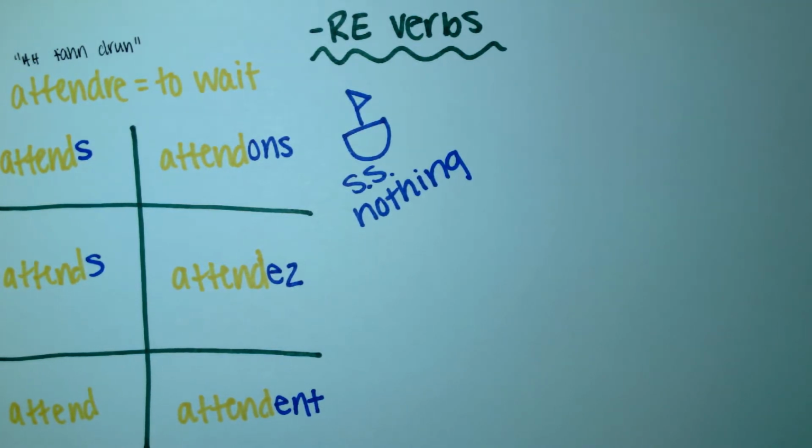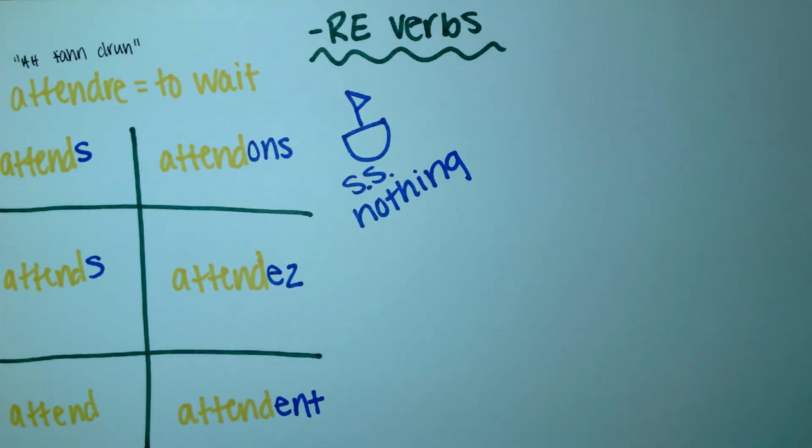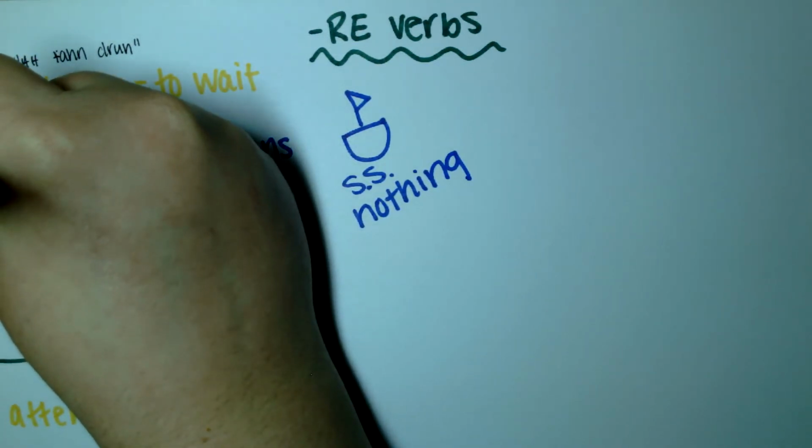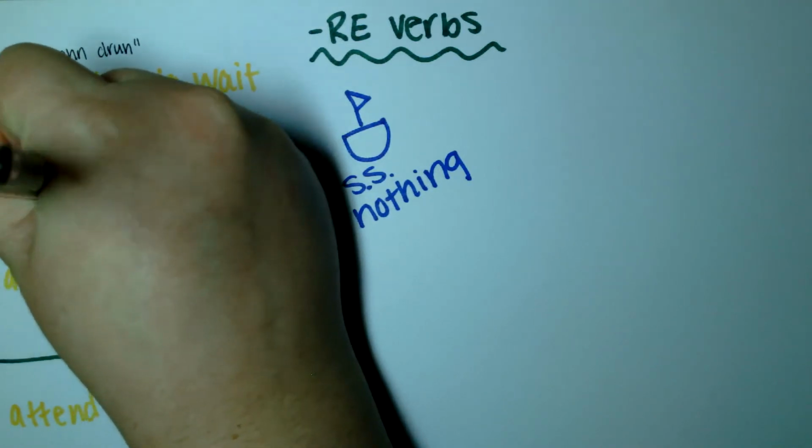RE verbs really aren't that hard. The hardest thing about RE verbs is remembering what the verbs mean. So before we dive into learning what some new verbs mean, let's go through and write out how we say all of these verbs. So this one for je, we have attend.